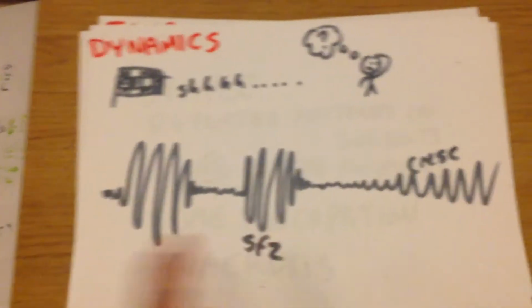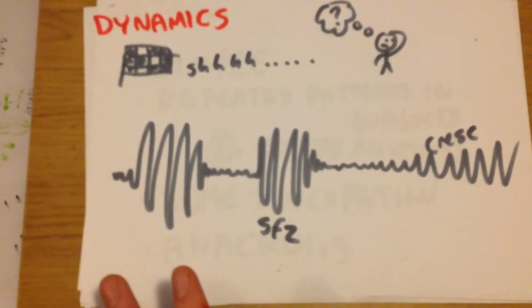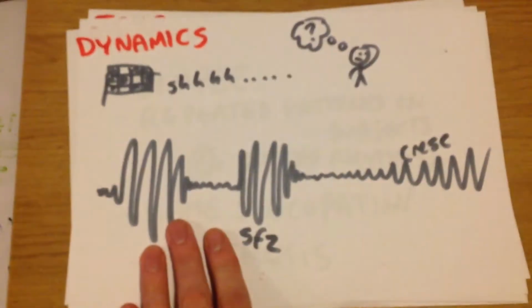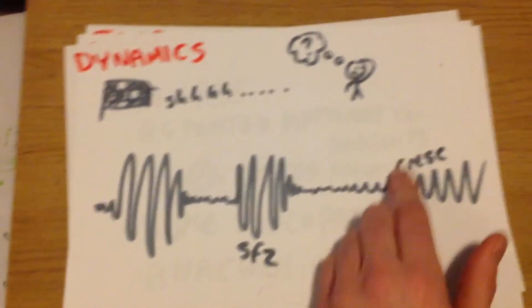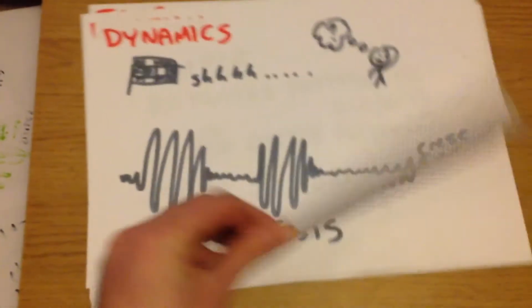The dynamics: it starts really quiet, which is quite weird for a classical symphony. There are some sudden accents called sforzando, which is when it suddenly gets really loud. There are some gradual crescendos and diminuendos as well.